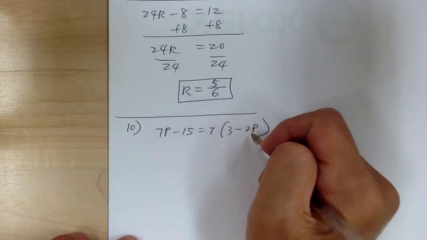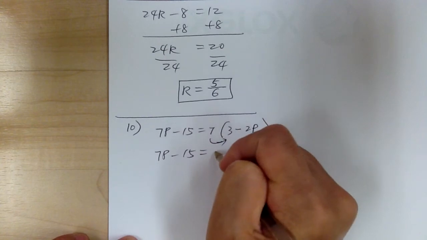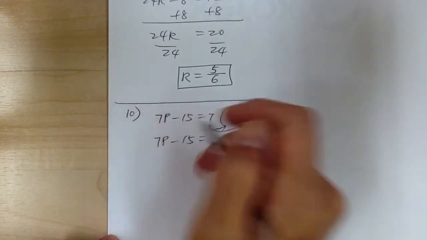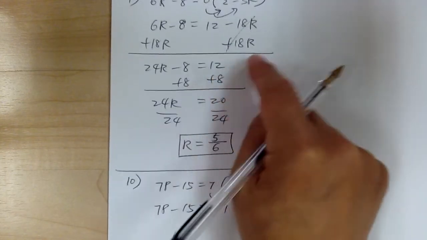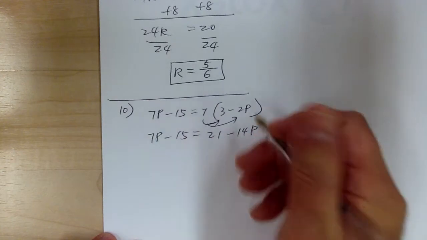So you can first undo the grouping symbol. So multiply. So you get 21, multiply minus 14p. I'm going to move... So this is doing one step at a time. Okay, you move only one thing at a time. This one you can move 2 at a time. So I can show you different methods.